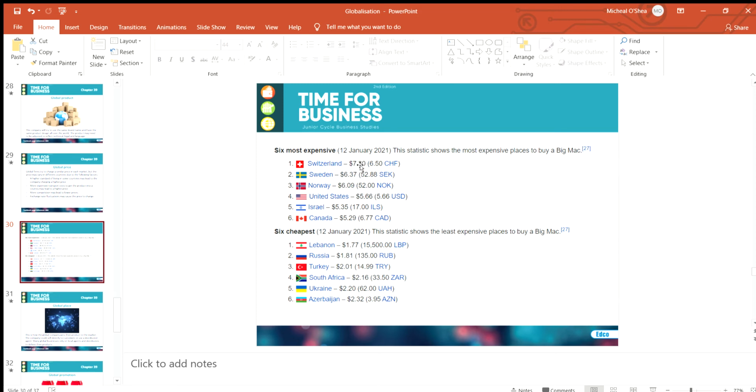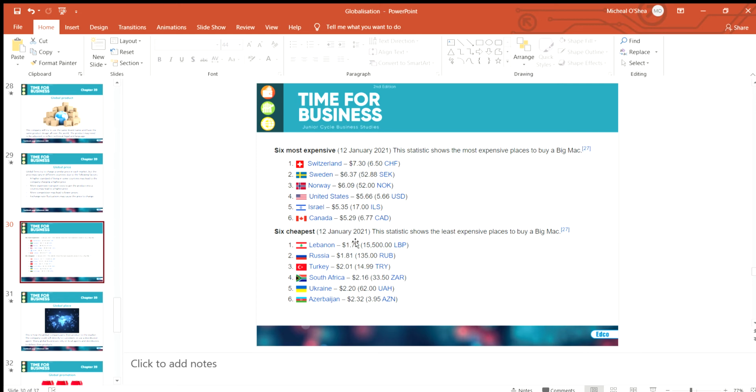So that would be approximately €6 something, and this would be approximately €1.70. So you can see that Lebanon is the cheapest, sorry, and their price would probably be about €1.20 if you were to change that to euros. So the cheapest place you can go for a Big Mac in the world is Lebanon, and you'll pay approximately €1.20, and you'll pay $1.77.